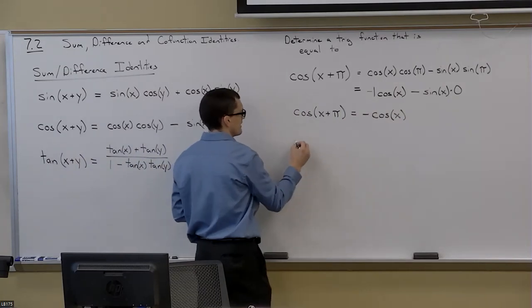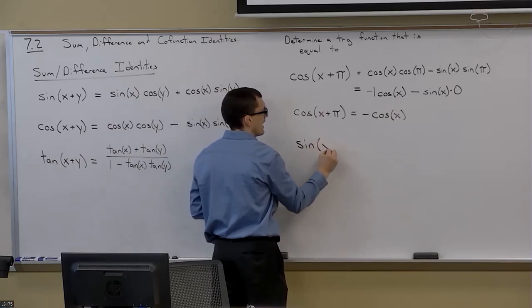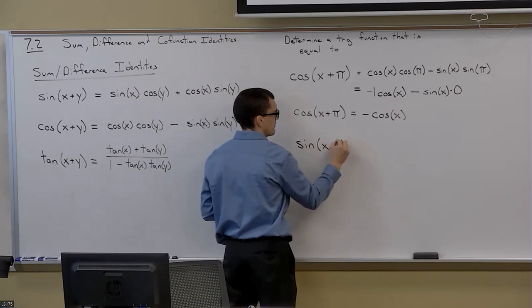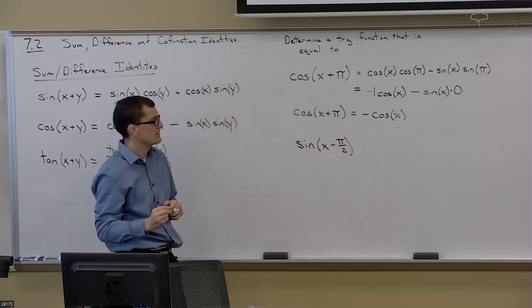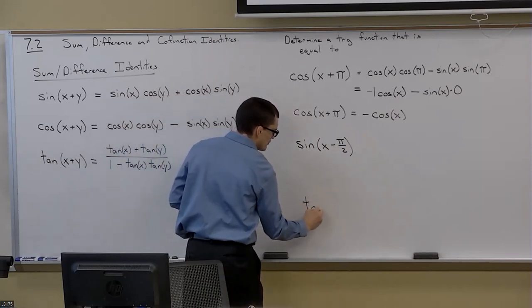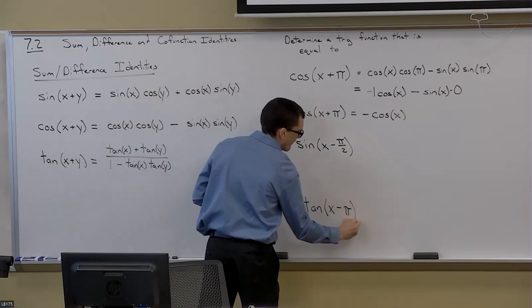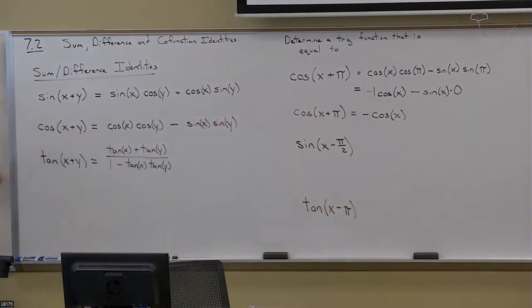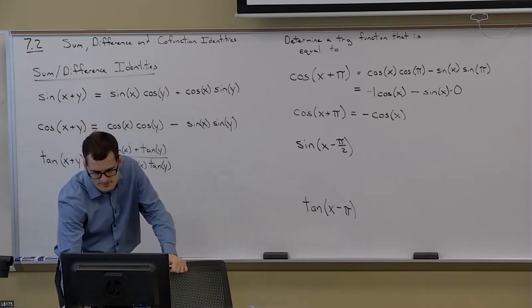How about this? I want you to try these. Let's do sine of x minus pi over 2. One of our cofunction identities is pi over 2 minus x, so let's do x minus pi over 2. And then also try tangent of x minus pi. Apply the sum difference identities and see what type of trig function, or trig expression, you get.